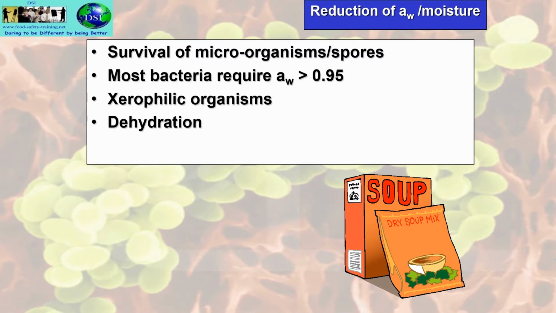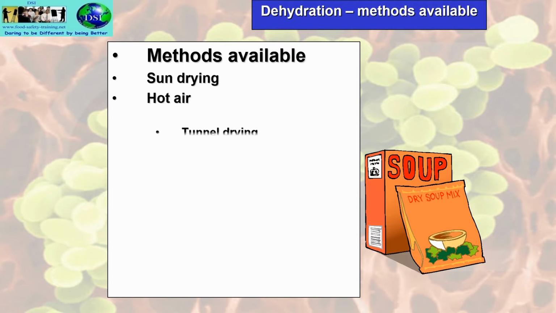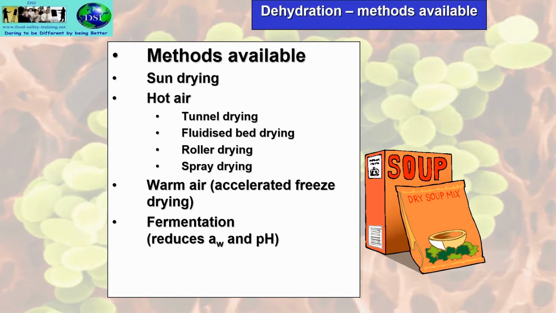Dehydration is the removal of moisture. And again, the way you keep dry food safe is to make sure it stays dry. Most dry products are 0.6 availability of water. Methods available for dehydration include sun drying, hot air, for example, tunnel drying, fluidized bed drying, roller drying, spray drying, the use of warm air, which they use with accelerated freeze drying, fermentation, which reduces the moisture and the pH, and the addition of salt or sugar.